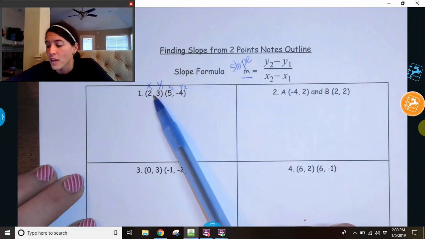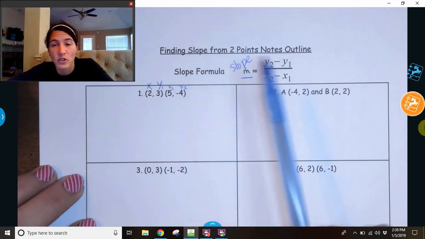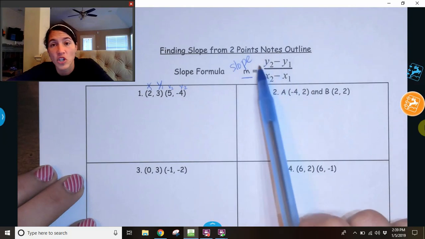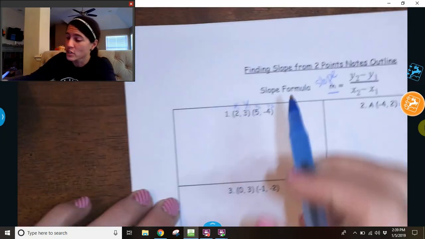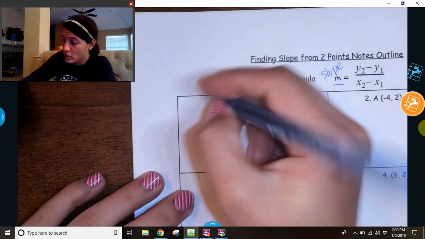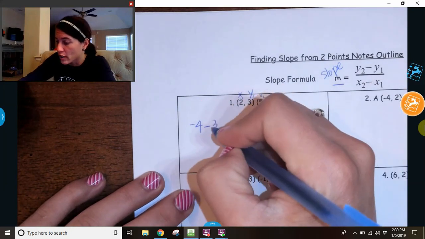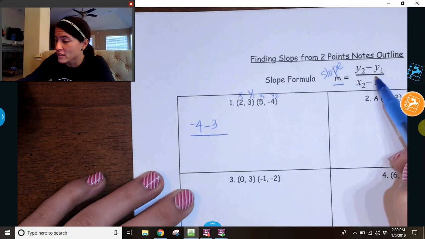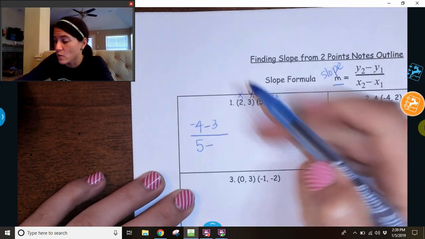Now, once I've labeled my ordered pairs x1, y1, x2, y2, I can find the change, which is subtraction. It's what we already did. So y2, so I'm going to actually write it out for you. y2 is negative 4 minus y1, which is 3. x2, which is 5, minus x1, which is 2.